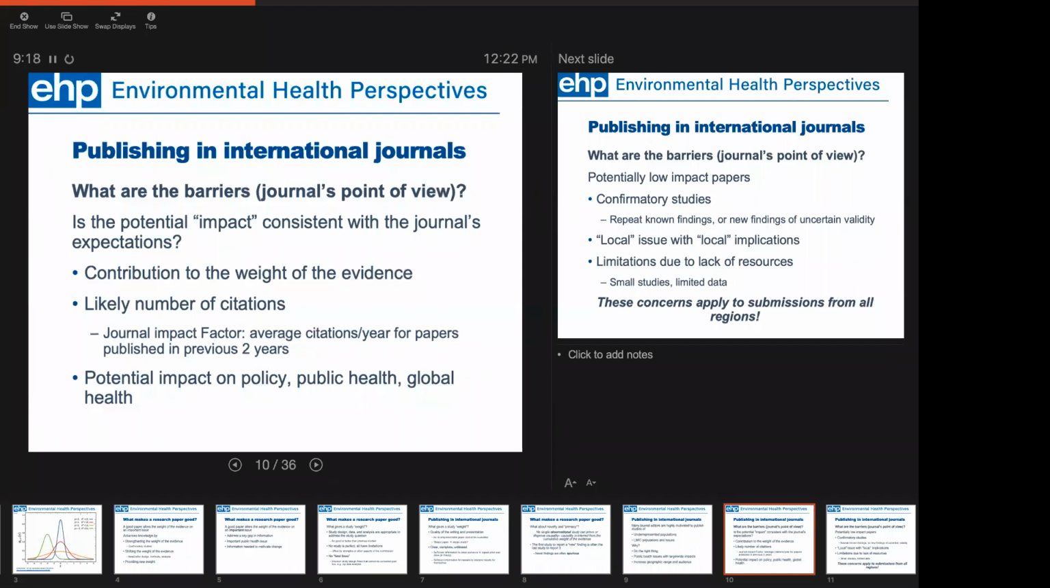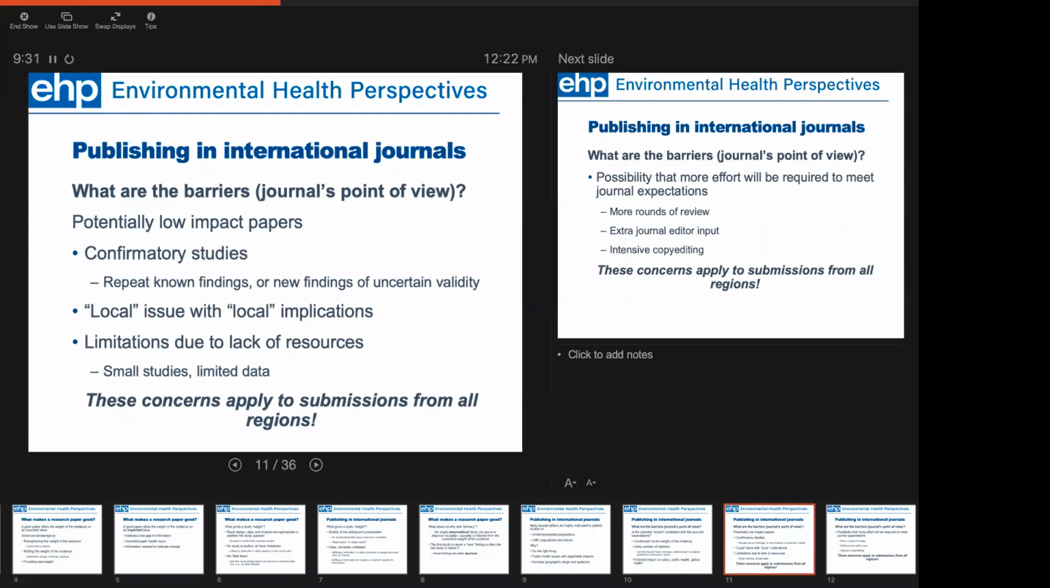But we also think about the potential impact on policy, public health, and global health. Again, we do have those bigger, more important interests at heart as well. So what are we thinking about in terms of potentially low impact papers? Again, confirmatory studies. In many cases, papers that we receive from Africa and elsewhere may be repeating findings that have been done in other populations. This doesn't make them unimportant, right? But it can lessen the impact.